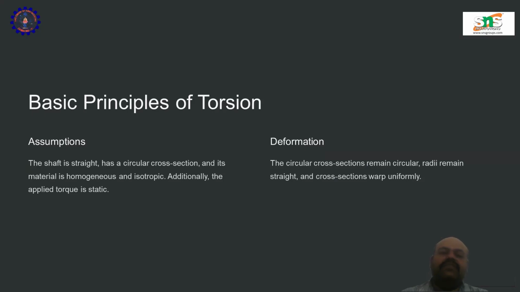So basic principles of torsion, and we have to assume certain things before we go into the analysis. The shaft is straight and has a circular cross-section, and its material is homogeneous and isotropic. Additionally, the applied torque is static, and the deformation takes place. The circular cross-sections remain circular, radii remain straight, and the cross-sections warp uniformly. So these are the two deformations that are happening, and we have these assumptions to be followed whenever we go for analysis of stresses in the shaft.